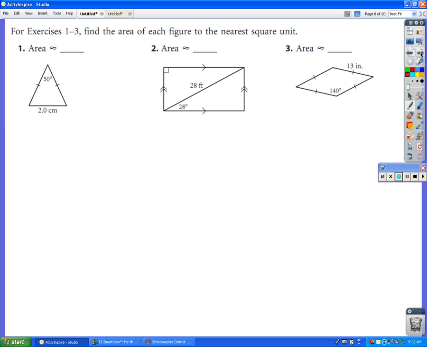Okay, so on the back side of that worksheet, now we are using the area formula that we came up with. That involved sine. So the area formula that we came up with using sine is that the area is 1/2 AB sine of C. Okay, that was an easy one.